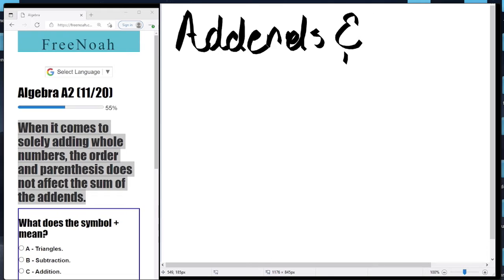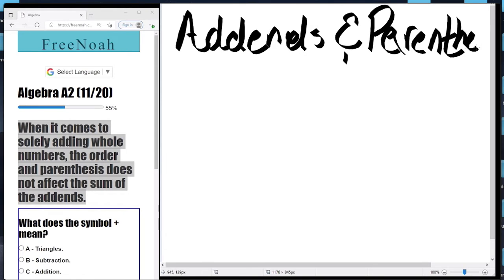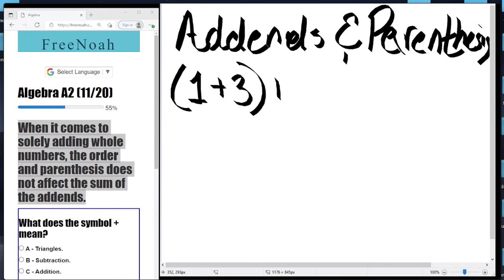When we're solely adding, this general rule here states that the order and the parentheses and the way you solve the addition problem does not matter. All right. So let's go ahead here and clarify. We've got open parentheses 1 plus 3 close parentheses plus 5 equals.